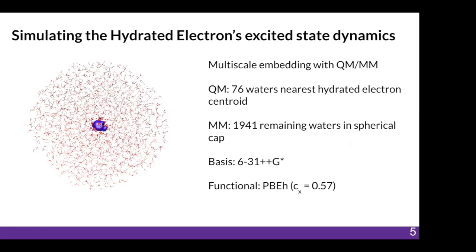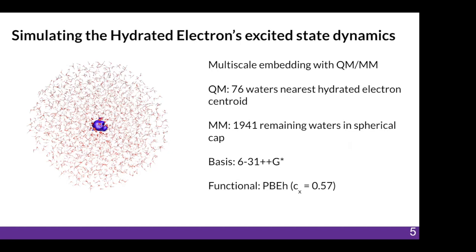And so because of its rather distal proximity to the other solvents in its local environment, we need to use diffuse functions to be able to treat the hydrated electron's wave function. And we are including dynamic correlation through density functional theory, and we're using the PBE hybrid functional with 57% of exact exchange, as we found that that yielded pretty good transition energies in agreement with known experiment. And so this is our starting point.